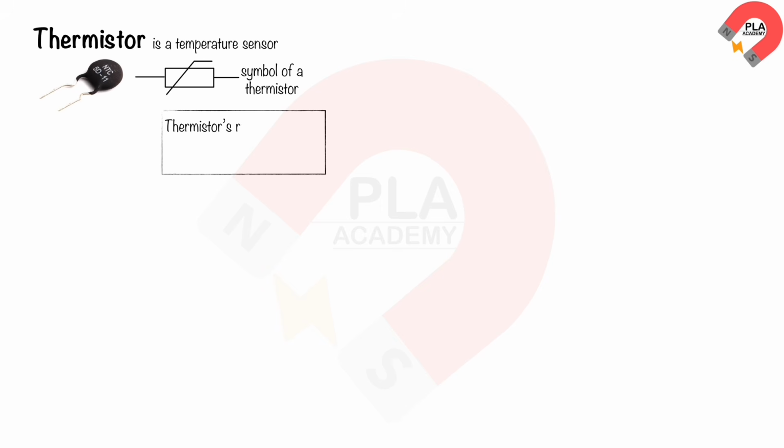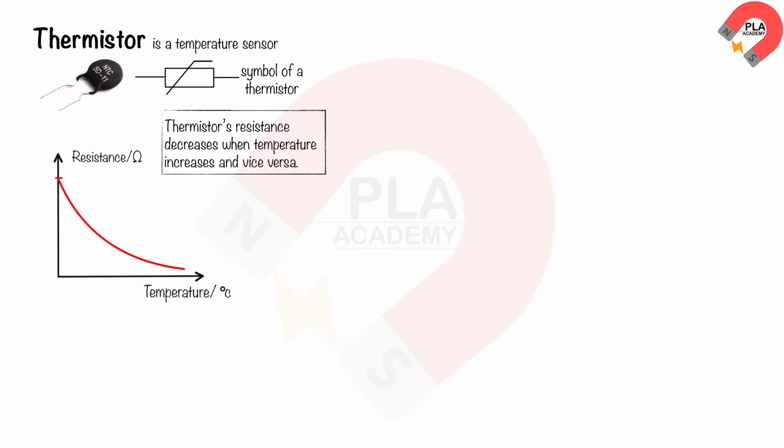A thermistor is a temperature sensor. This symbol is a thermistor. A thermistor decreases its resistance when the temperature increases, and it increases its resistance when the temperature decreases. The graph shows a thermistor's resistance decreasing with increasing temperature.